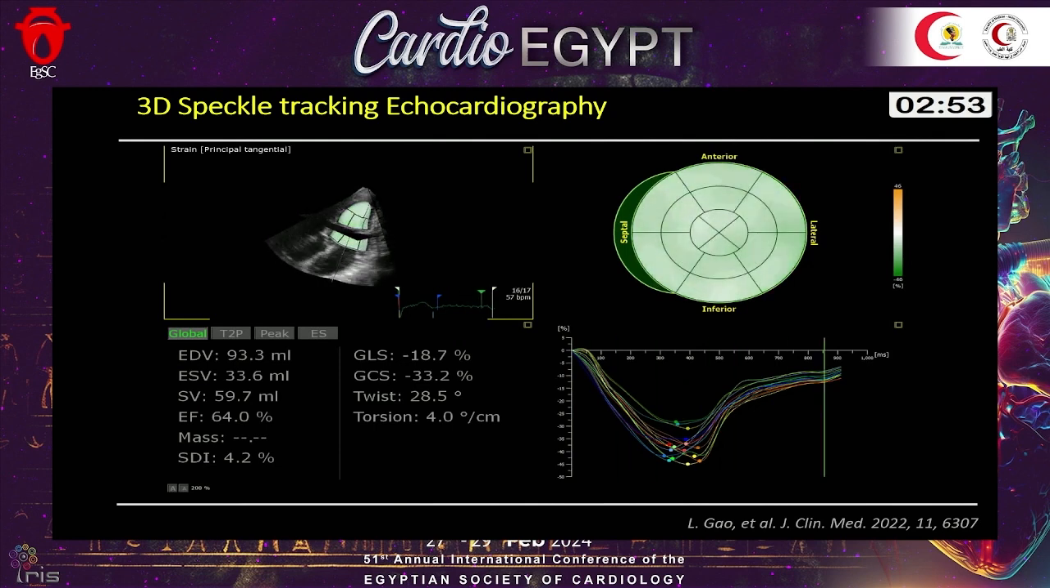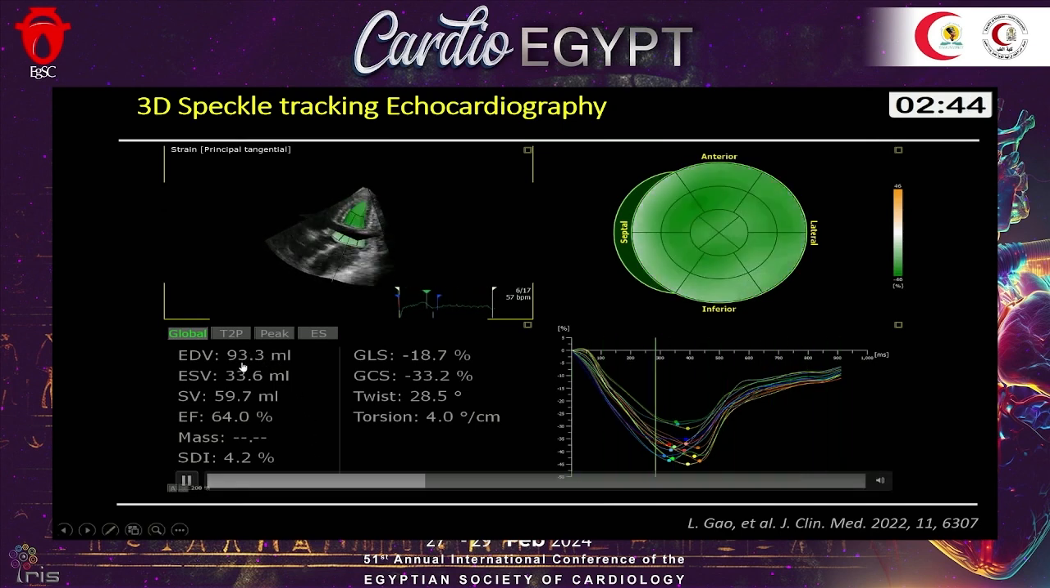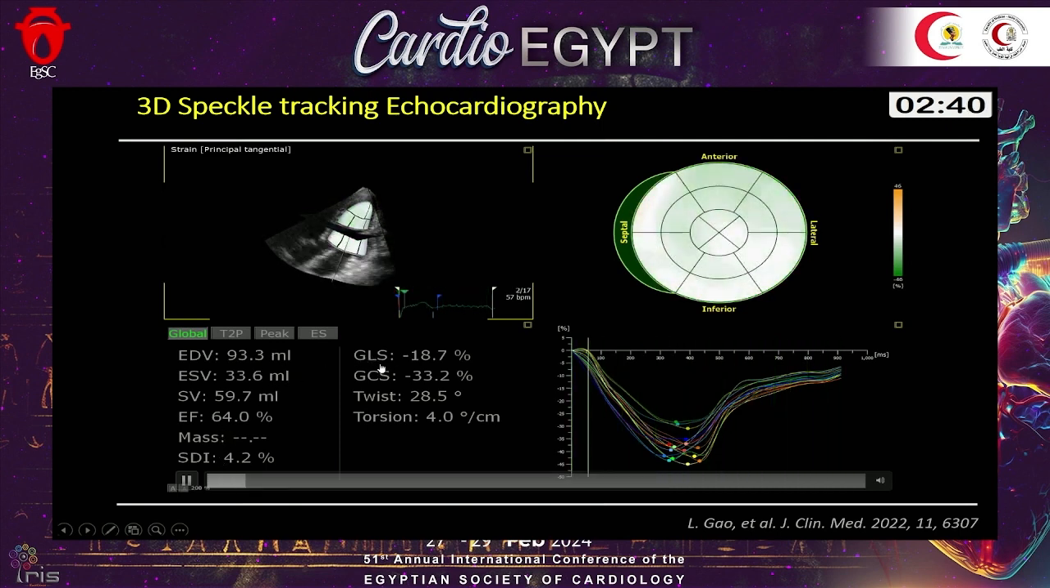It traces the speckle within the 3D volume, so the speckle will never go out of the plane. It will still trace the speckle all around the heart, and it gives us, apart from the volumes and the ejection fraction and the mass and the synchrony index, the GLS, the GCS, circumferential strain, the twist and torsion, all of that fully automated again with one click.